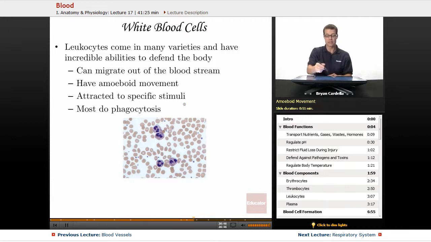They're attracted to specific stimuli. Depending on what white blood cells you're talking about, they're able to home in on certain kinds of foreign bodies: bacteria, certain viruses, even parasites. And most of them do phagocytosis, which means cell eating. It's a form of endocytosis where they wrap their plasma membrane around that foreign body, taking it in, and then that little sac, which now contains the bacteria or what have you, will fuse with lysosomes, little cellular organelles that have enzymes that can digest that particular foreign invader and kill it. So there are some abilities of white blood cells.